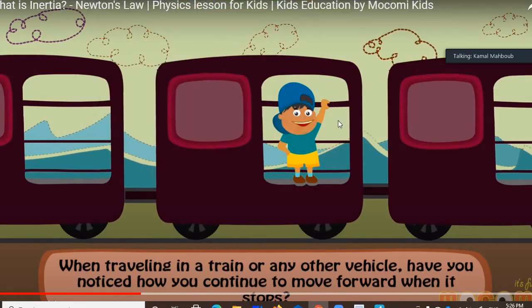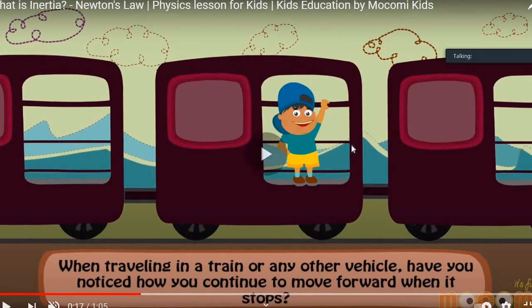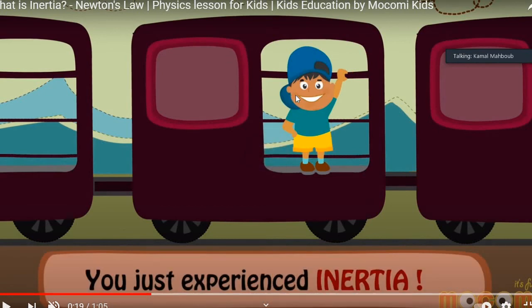Okay, guys. Now, as you see here, this boy is in the train. Let's look at what happens to him when the train stops. Can you see this action, guys? Why did this happen? It happened because of inertia. This train was in motion, and he was inside the train, so he was also in motion. When the train stopped suddenly, he doesn't change his motion, so he stays in motion and makes this action.